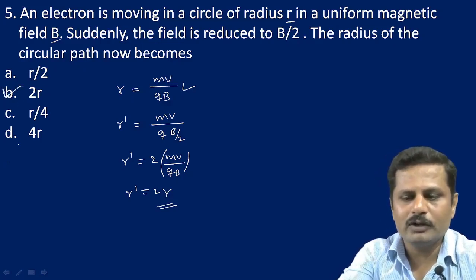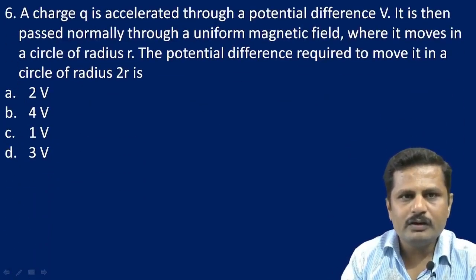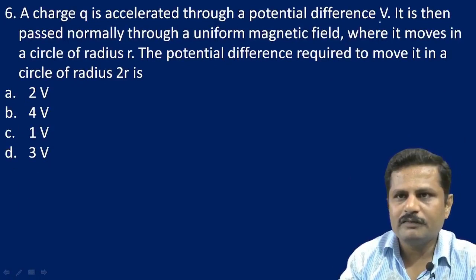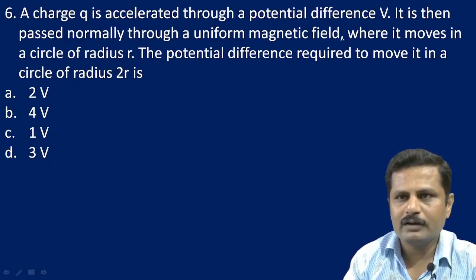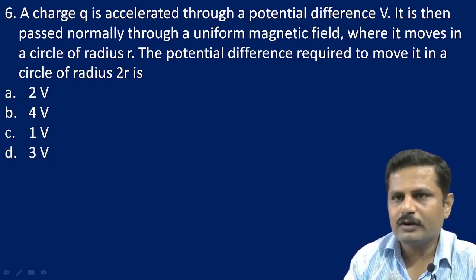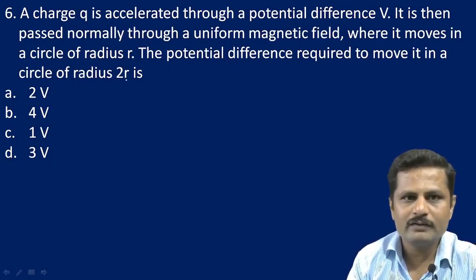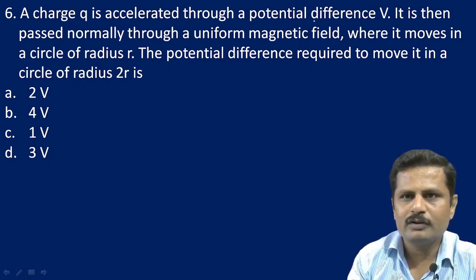Okay. Moving to the next question, a charge q is accelerated through a potential difference V. It is then passed normally through a uniform magnetic field where it moves in a circle of radius r. The potential difference required to move it in a circle of radius 2r is. So, here a charge q is accelerated through a potential difference V.